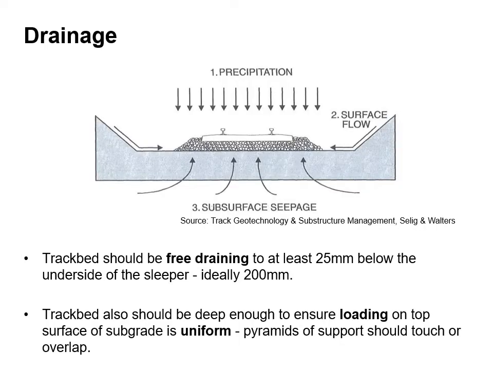The track bed should be free draining to at least 25 millimetres below the underside of the sleeper, ideally about 200 millimetres. The track bed also should be deep enough to ensure loading on the top surface of the subgrade is uniform. Pyramids of support should touch or overlap.